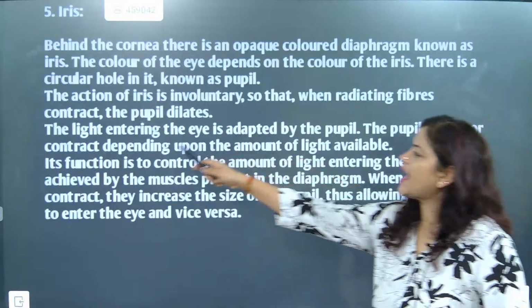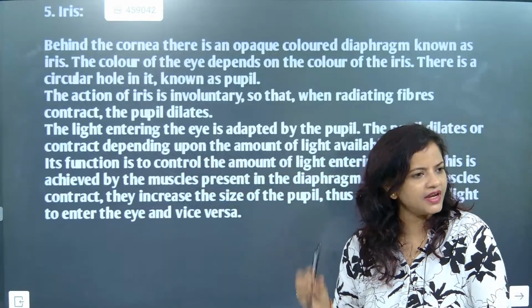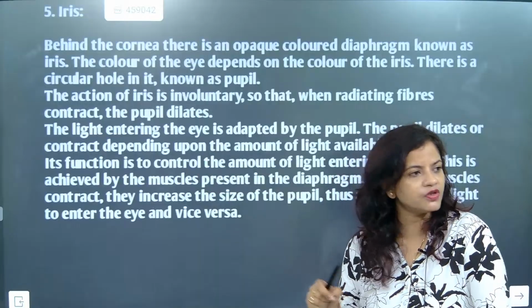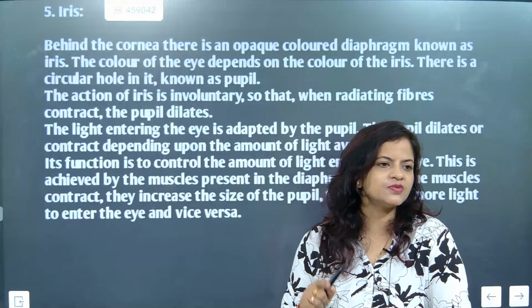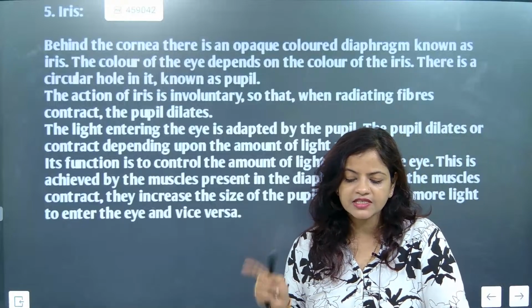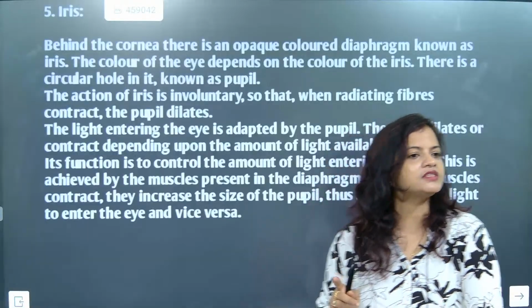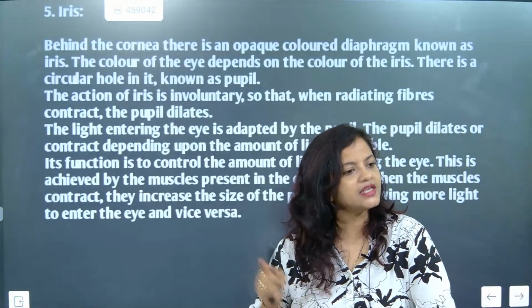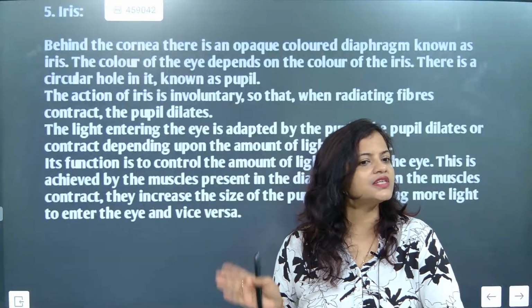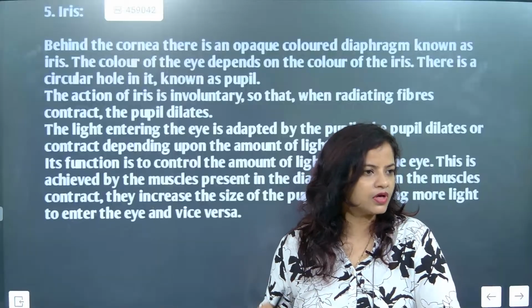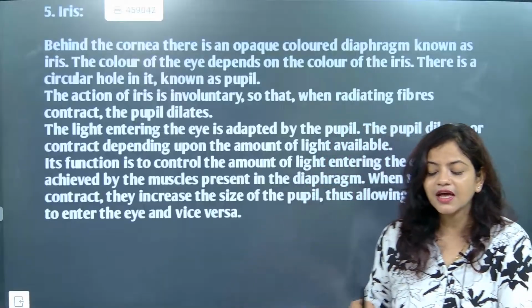Now look here. The light entering the eye is controlled by the pupil. Understood? So how much light will enter depends totally on the size of the pupil. If the pupil size is more, more light can enter. If the pupil size is less, less light can enter. But pupil size is controlled by whom? Pupil size is controlled by the iris, the diaphragm, which has a color, either black, brown, and some people have green or blue. Understood? Usual colors are black and brown.